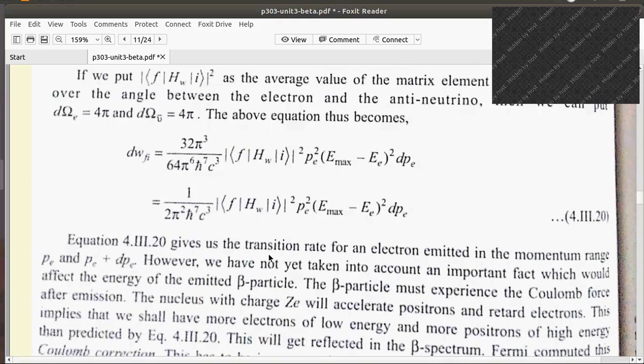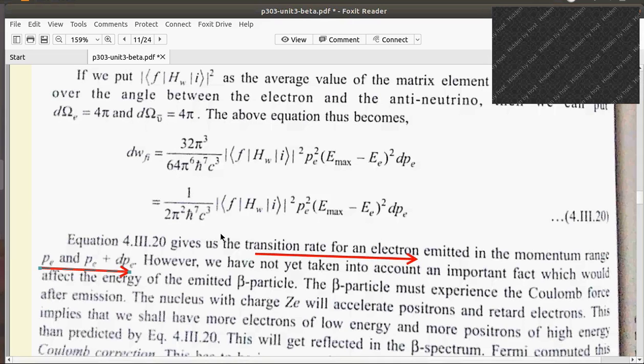Now this expression gives you the transition rate for an electron emitted in the momentum range PE to PE plus dPE. Basically, this is your transition probability for a single electron which is emitted with the momentum PE, and the change in momentum must be small, dPE. There may be other values also available, which we have not taken into account.